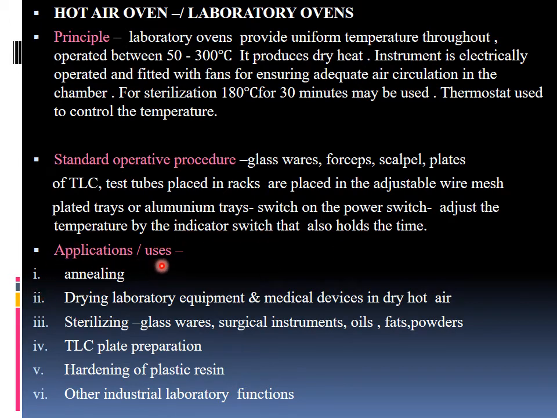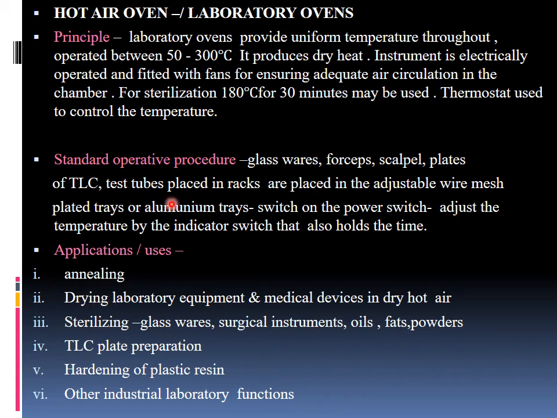The applications or uses of hot air oven. First is annealing, drying laboratory equipment, drying the laboratory equipment and medical devices in dry hot air, just for drying purposes, for sterilization purposes. Then, as I've said, TLC plate preparation, hardening of plastic resin, other industrial laboratory functions. We also use it in other configurations and applications, like in cleaning rooms or forced convection, in the horizontal airflow, etc. So see mainly the principle, standard operative procedure and applications.